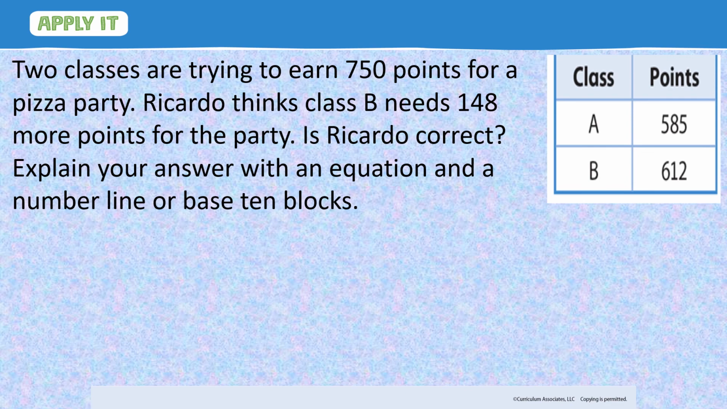Two classes are trying to earn 750 points for a pizza party. Ricardo thinks Class B needs 148 more points for the party. Is Ricardo correct? Explain your answer with an equation and a number line or base 10 blocks. You can see that Class A has 585 points, and we can see that Class B has 612 points.